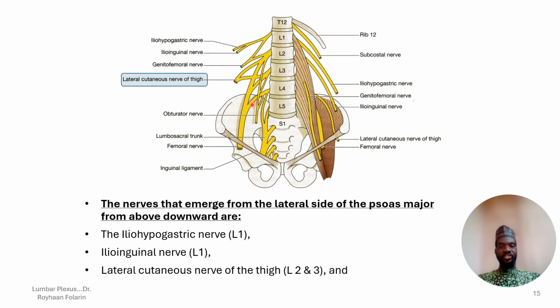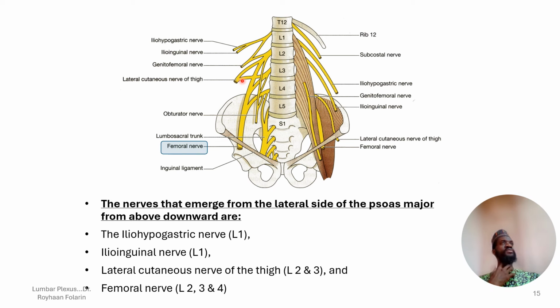Then you have the lateral cutaneous nerve. That's what you see coming out here, and that is the same nerve that is coming out here. So the lateral cutaneous nerve of the thigh, or the lateral femoral cutaneous nerve, as you may please. And then lastly, the femoral nerve proper itself. That's the largest branch of the lumbar plexus. So the femoral nerve proper, that's it here.